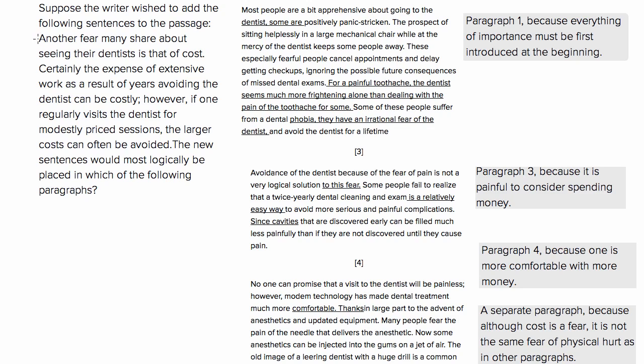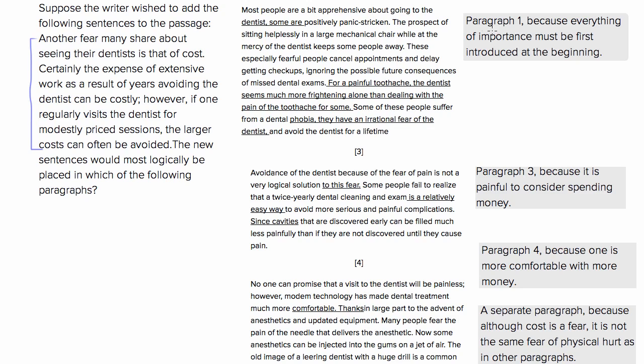Another fear many may share about seeing their dentist is that of costs. Certainly the expense of extensive work as a result of years avoiding the dentist can be costly. However, if one regularly visits the dentist for modestly priced sessions, the larger costs can often be avoided. So we see here these are a few sentences about cost. So we have to decide now, which paragraph would be most logical to put these sentences about cost in?